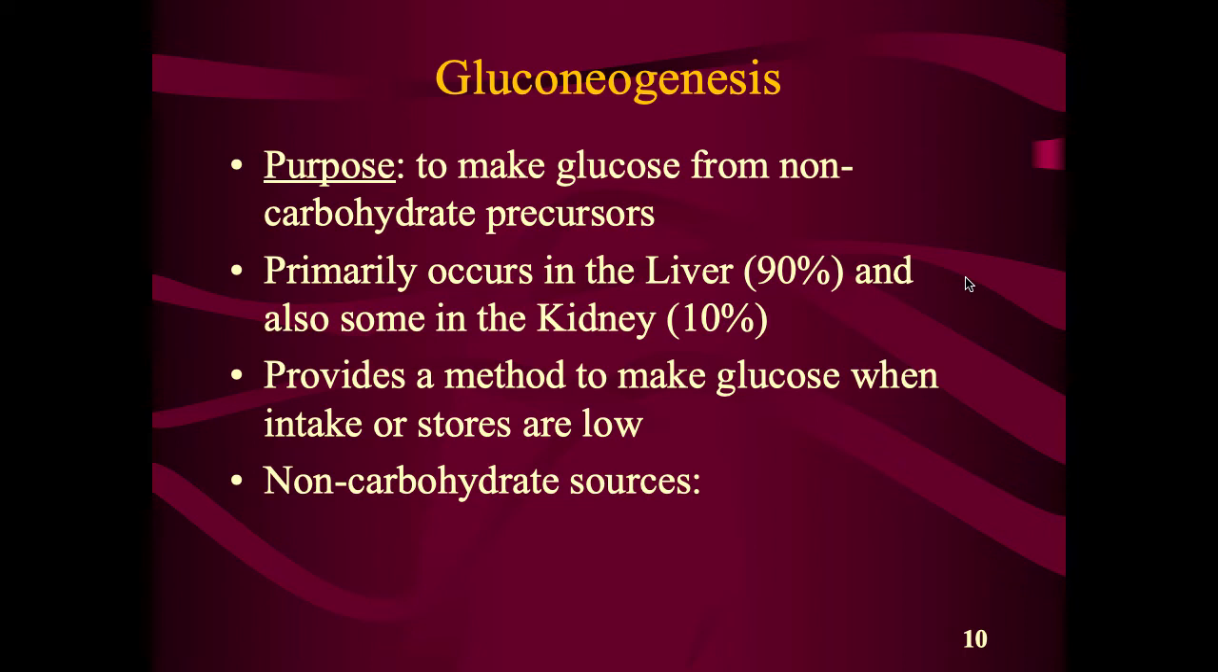Amino acids. Glycerol. We'll look at that in a second. What about this one? And lactate. Remember Cori cycle? If you want in your notes on this one, you can also put amino acids, glycerol, lactate. Those are the three most common. Of those, amino acids is the most significant. Remember, this is in the liver.